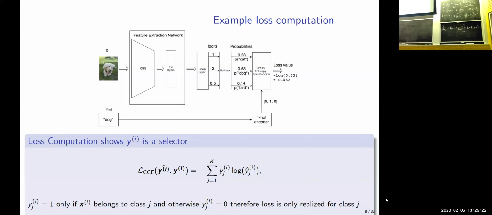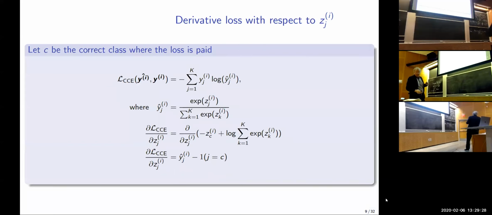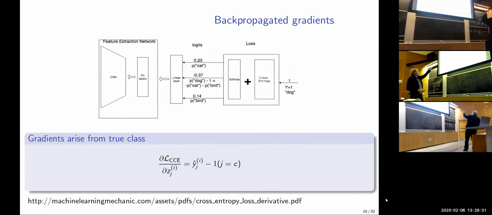What's really interesting about this is that the loss that gets pushed backwards, the same derivation as on the slide, is the probability that you originally thought that class was. For example, we thought it was a cat with probability 0.23 originally. That's the loss you have to push backwards. The same thing is true for bird. We thought it was a bird with probability 0.14, so it gets pushed back as 0.14. And for dog, we subtracted 1 from it, so we wind up with a negative 0.37.